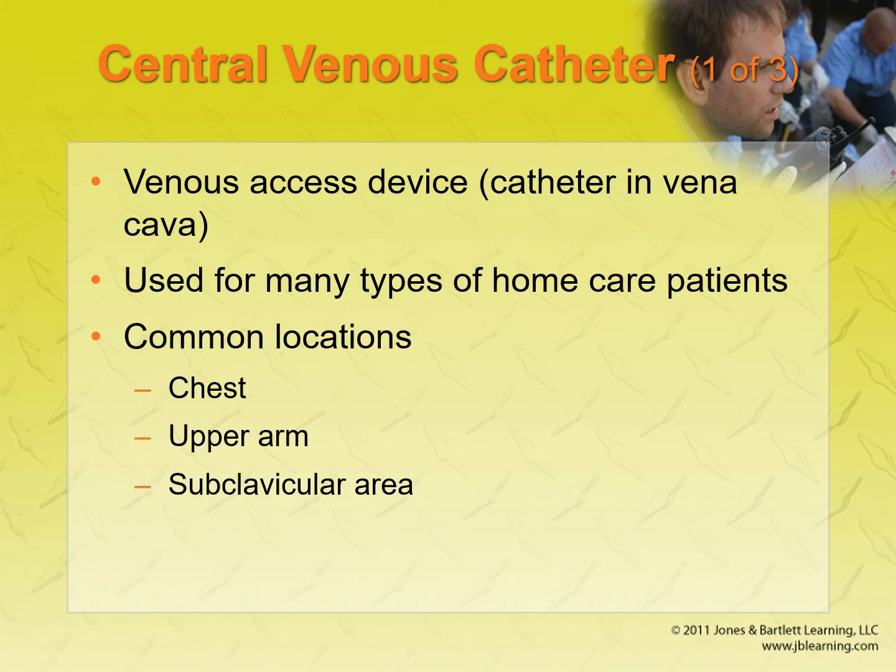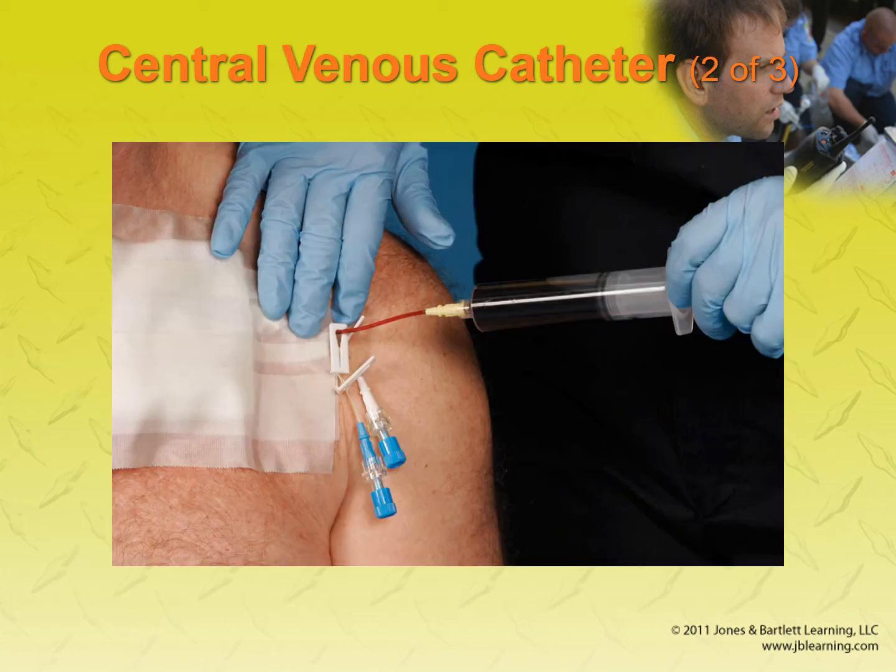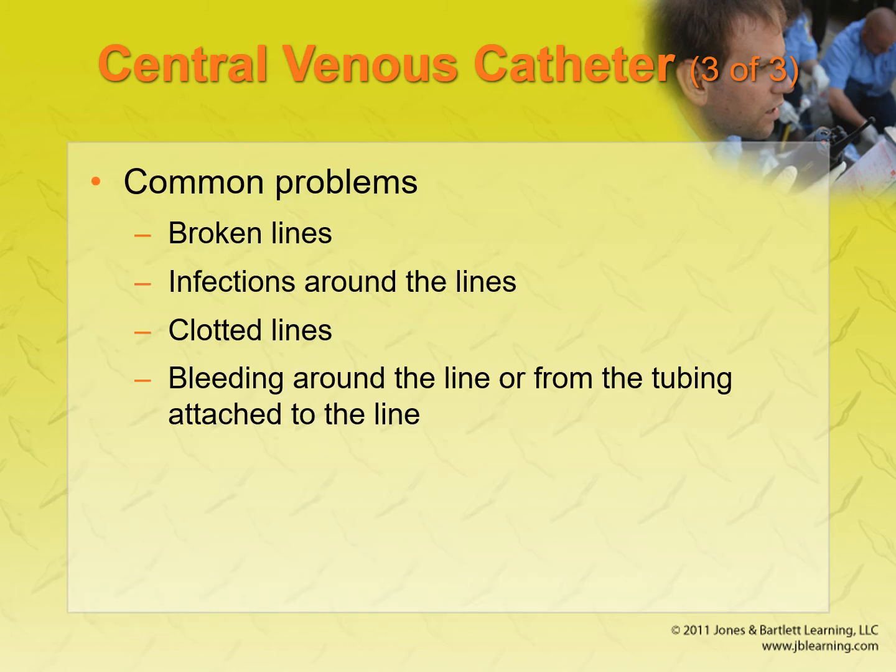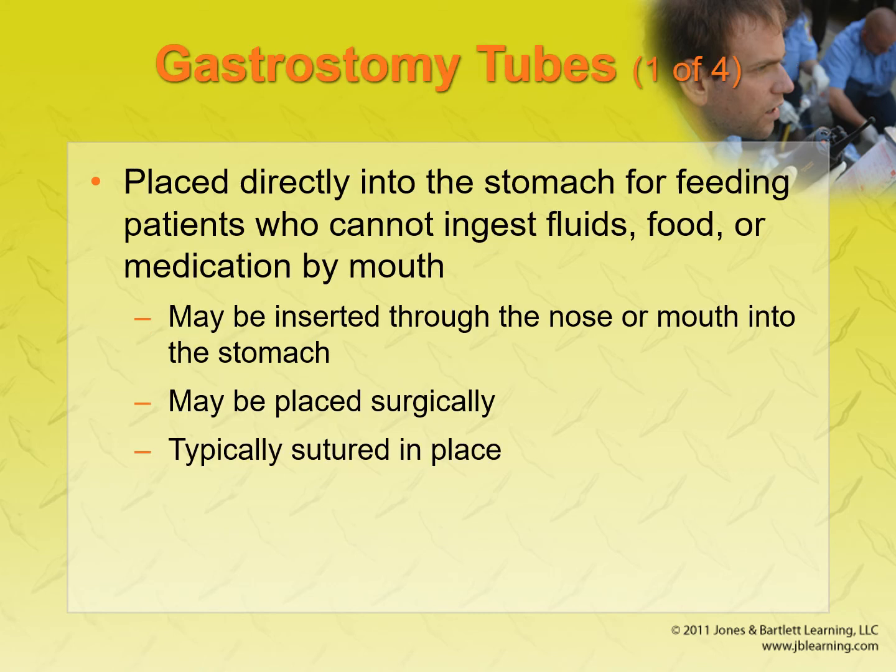All right, a central venous catheter is usually used for home care patients. You might see it in the chest, upper arm, or subclavian area, and that's kind of like a central line. It's a guaranteed way to access the vascular system. It might look like something like that. However, you could have broken lines, clotted lines, and bleeding around the line, and those can malfunction.